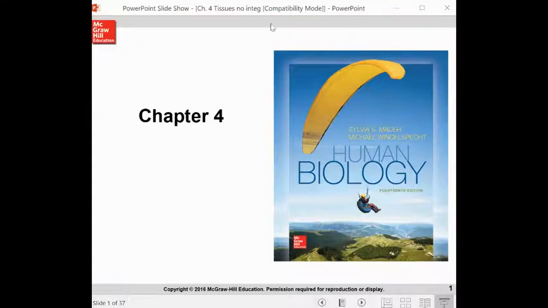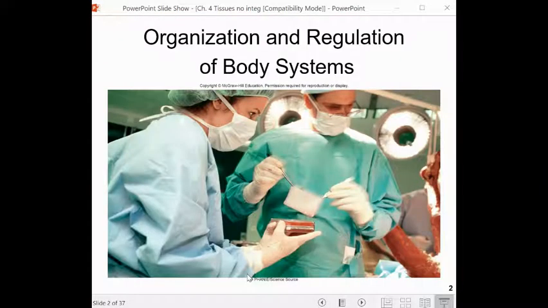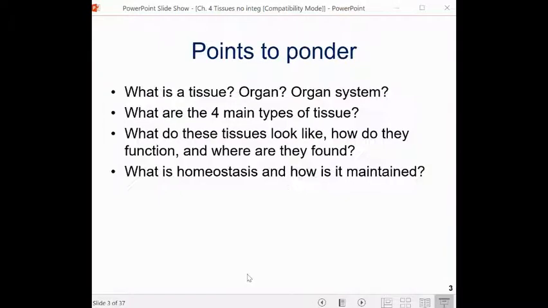Well, here we are on chapter 4. So, we're going to be looking at the organization and regulation of our body systems. In the last unit, we were looking at cell structure, trying to understand how we could build a body from the cell up. And now we're going to start building things like tissues, organs, and organ systems. We'll look at the 4 main tissue types, how they look, what their function is and where they're found.